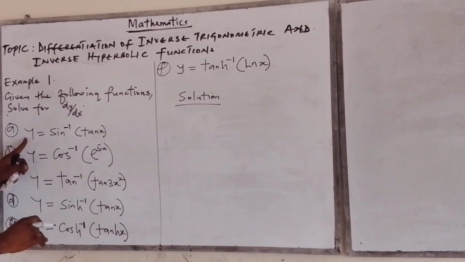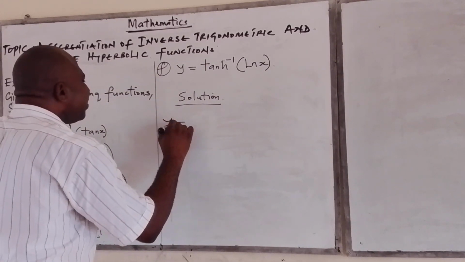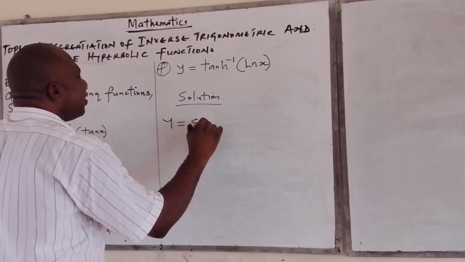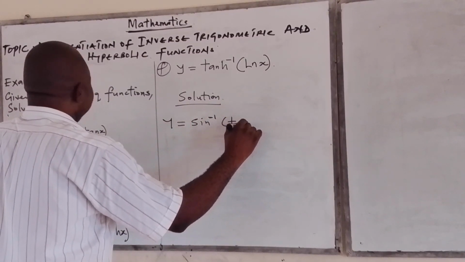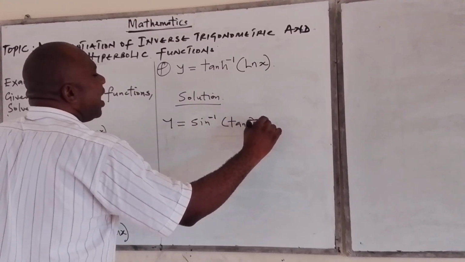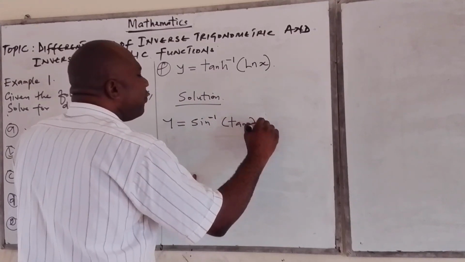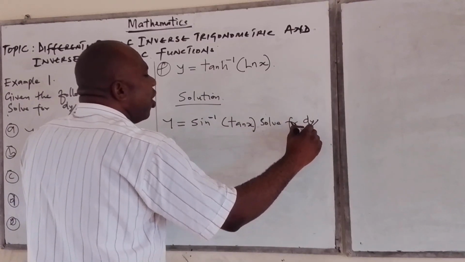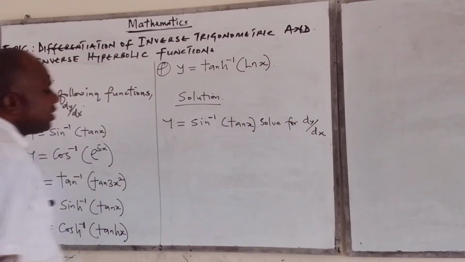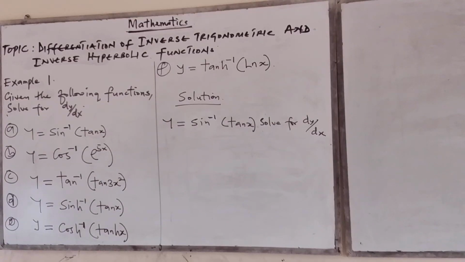Now, let's look at question 1. Here we have y is equal to the sine inverse of tan x. And here we're asked to find or solve for dy over dx. Yes, solve for dy over dx.